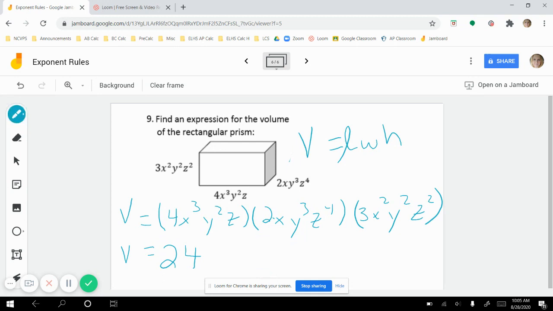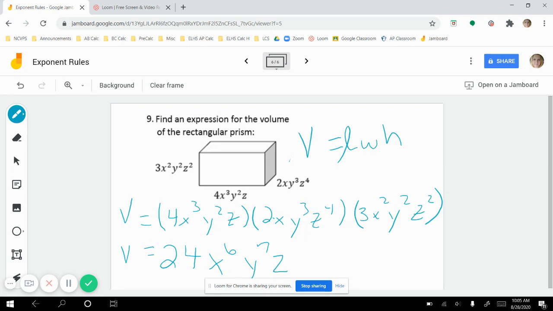Now let's take a look at our x's. So we have x to the 3rd power times x to the 1st times x squared. We are multiplying here, so we want to add our exponents. So 3 plus 1 plus 2 gives us 6, the exponent on the x. All right, now let's take a look at the y's. Y squared times y to the 3rd times y squared is going to be y to the 2 plus 3 plus 2, y to the 7th.